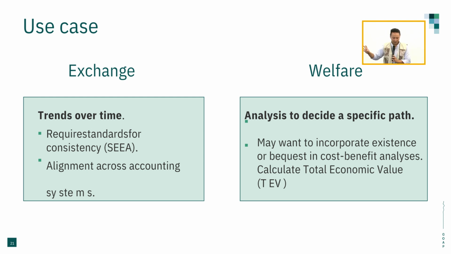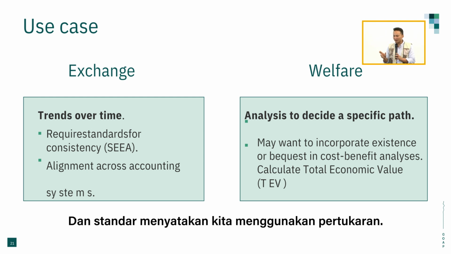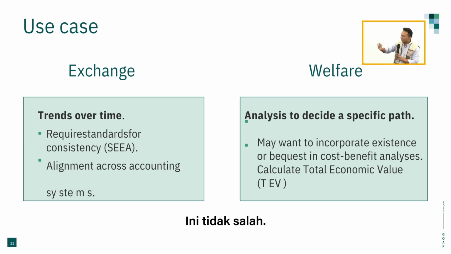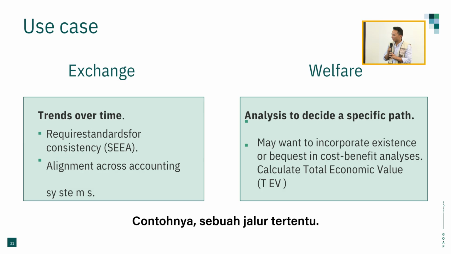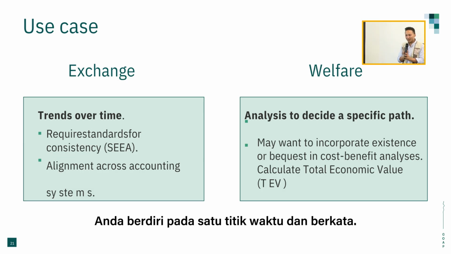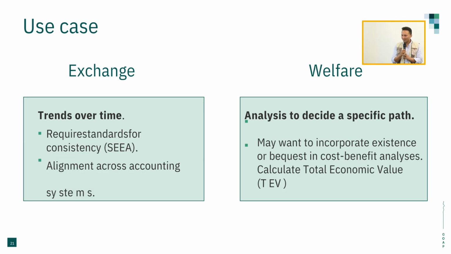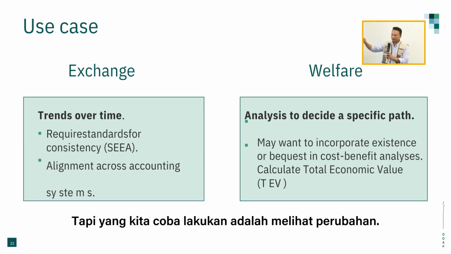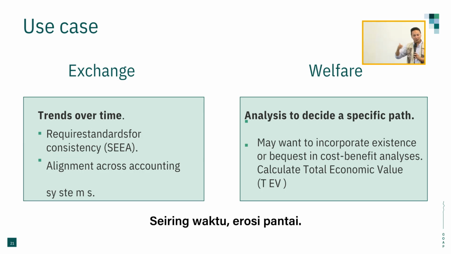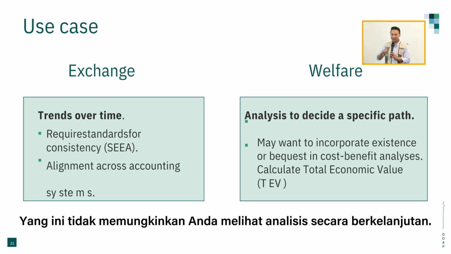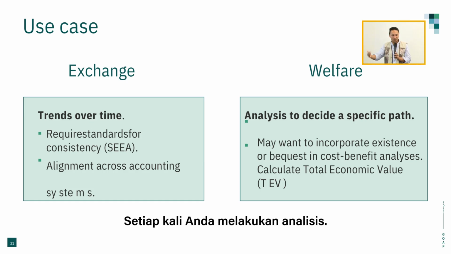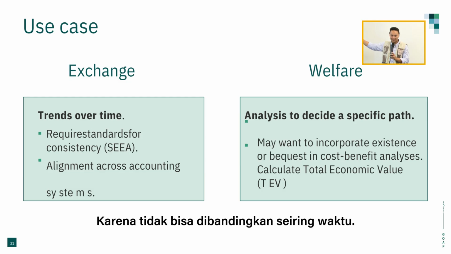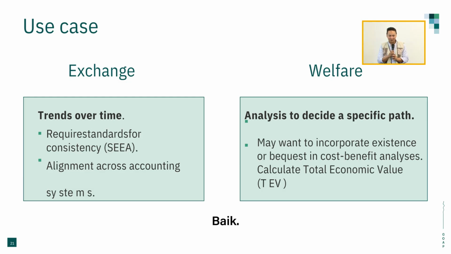So, just very quickly, we are using a standard, and the standard says we are using exchange. This is not wrong. You can use welfare when we're trying to look at, for example, a specific path. You're standing at one point in time and you say, should I go here or should I go here? Maybe you can use welfare. But what we're trying to do is look at the change over time, the coastal erosion over time, or the ecosystems over time. This one does not let you look at an analysis over time. If you use this one, you have to repeat everything every year or every time you do your analysis because it cannot be compared over time. Okay? Next.